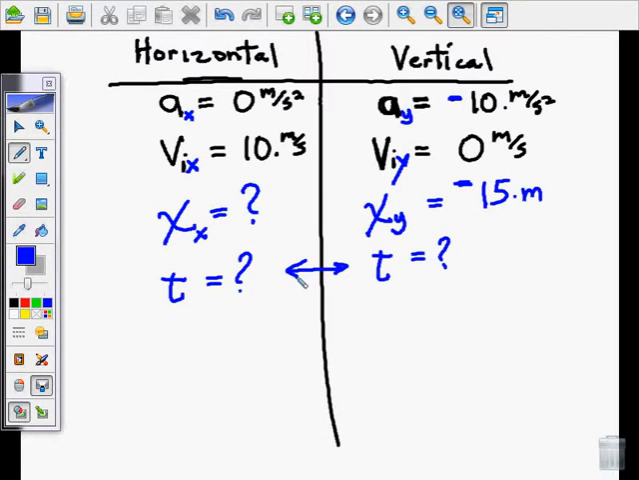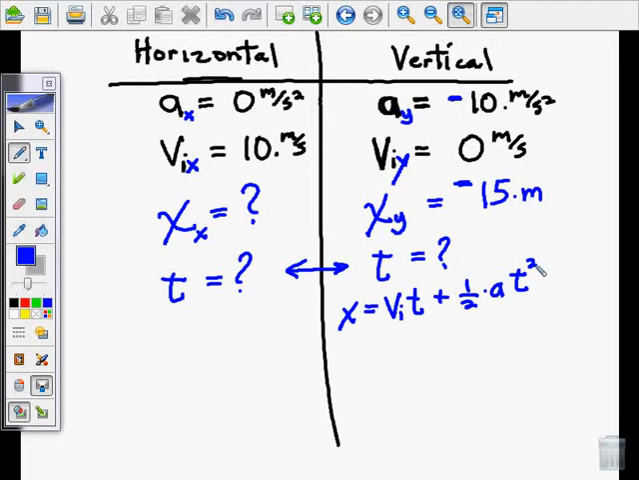Exactly, the vertical. We have more information in the vertical, so we could solve for the time in the vertical. Does anyone see what formula that shouts out right there? Yes, Rachel. X equals VIT plus 1/2 AT squared. A great displacement formula.